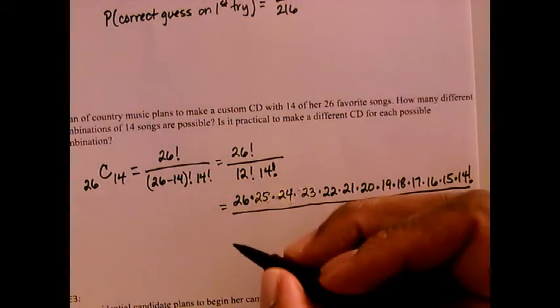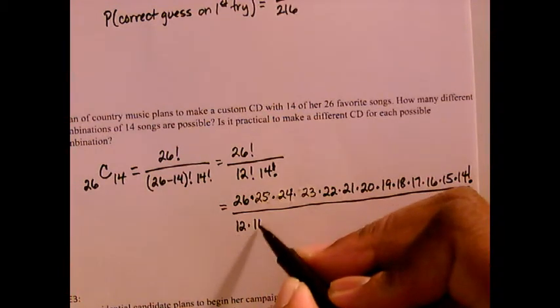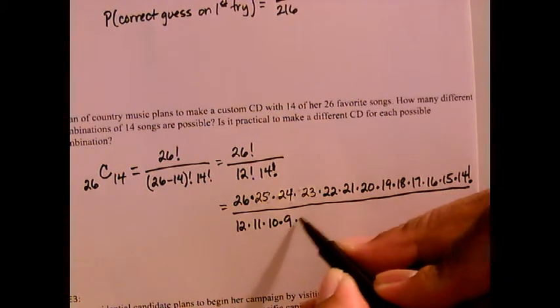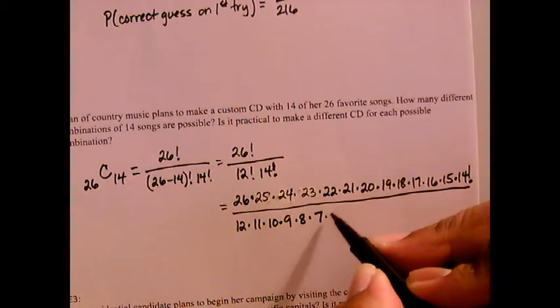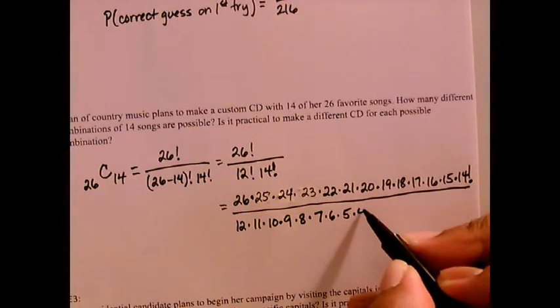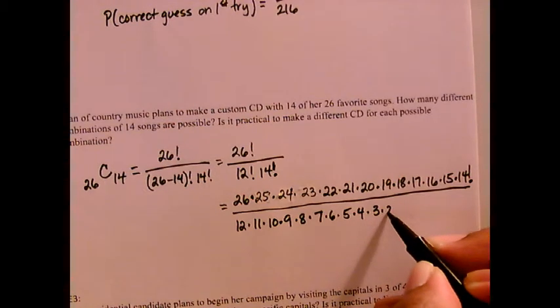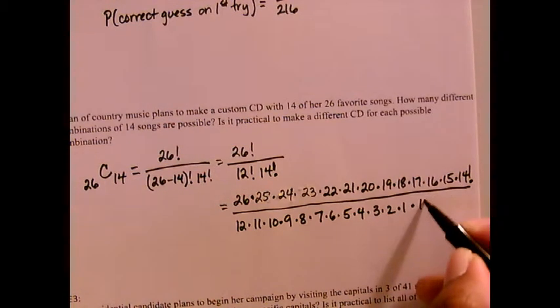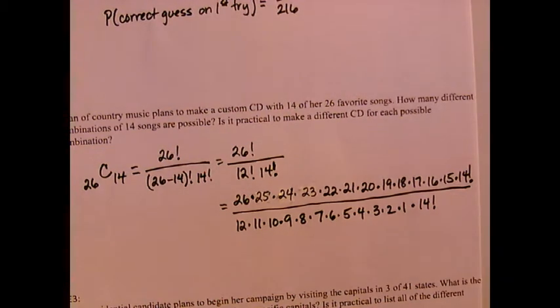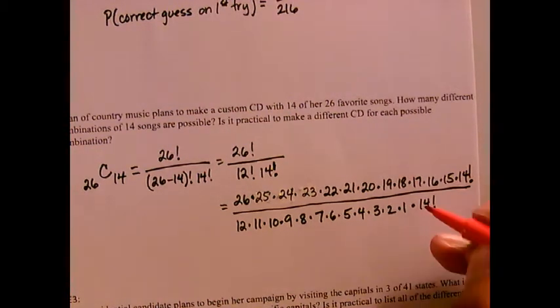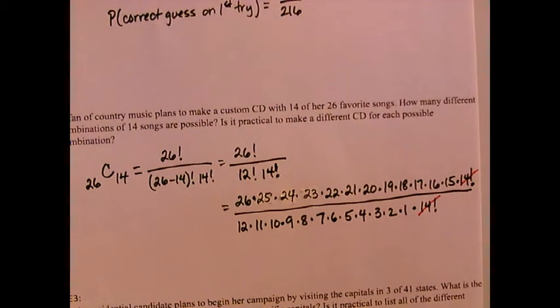Okay, but I do need to expand 12 factorial as 12 times 11 times 10 times 9 times 8 times 7 times 6 times 5 times 4 times 3 times 2 times 1, and then bring over the 14 factorial. Because in this case, I can divide out the 14 factorials in the numerator and in the denominator. Okay, but I can do some cross dividing with some of the numbers in the numerator and the denominator.